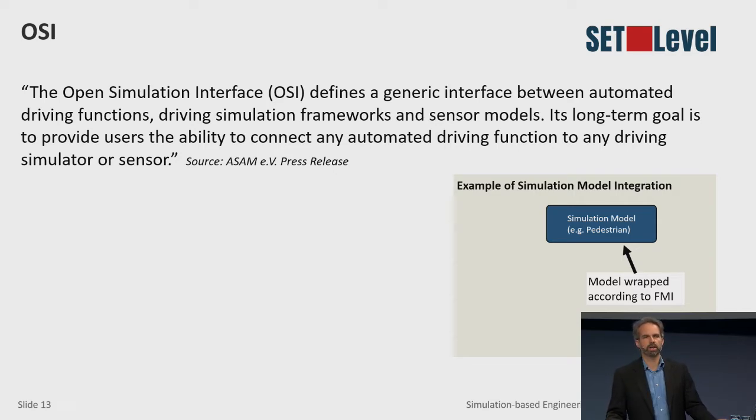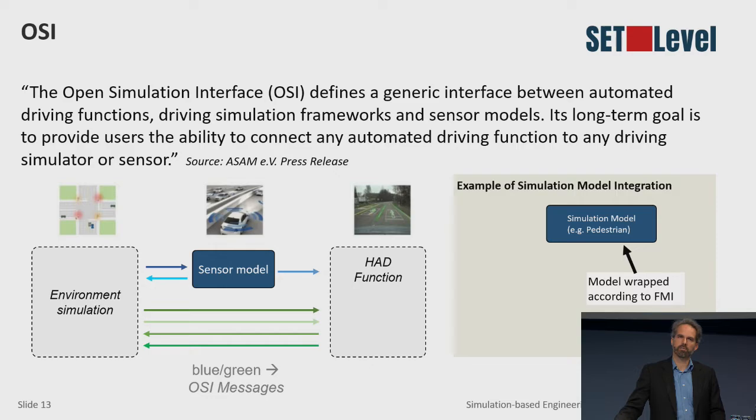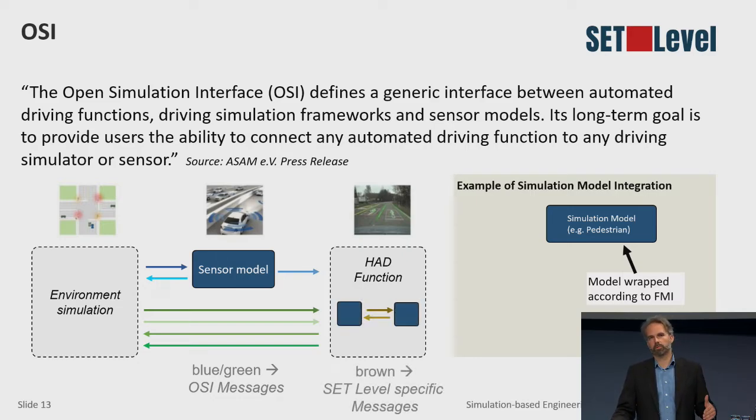OSI is the Open Simulation Interface, and it defines a generic interface between three main elements: the environment simulation, sensor models, and HUD functions. So only the communication between those three elements is standardized by OSI, and we used those standards. Furthermore, we defined some additional signals because the HUD function itself can be defined in various ways, how you define the subsystems within the HUD function. So here we had to define our own signals, which we did according to the OSI message layout, but they are not standardized.